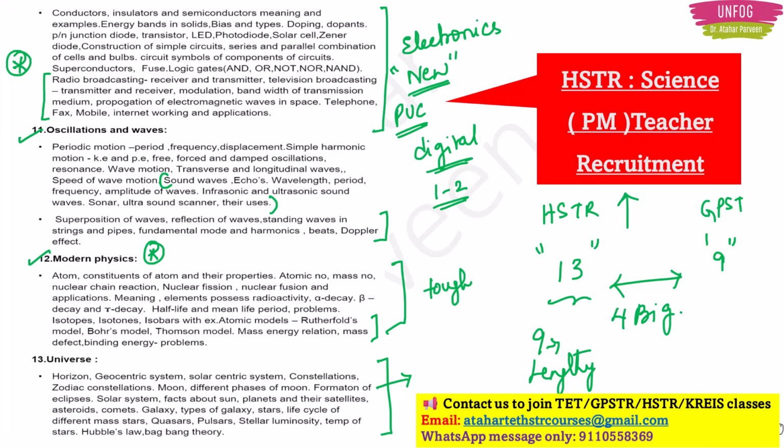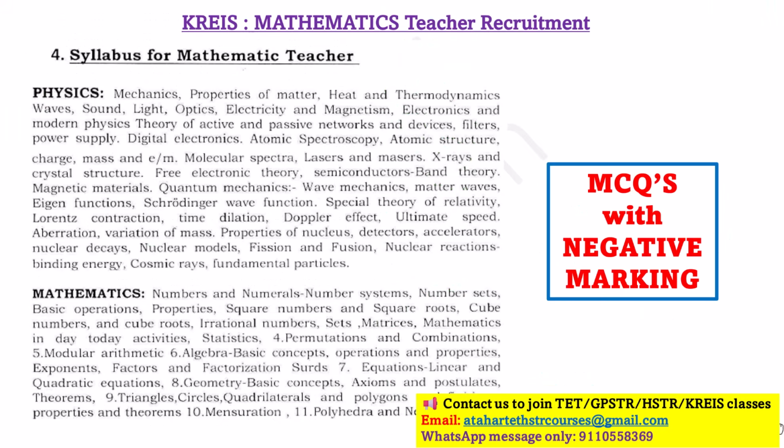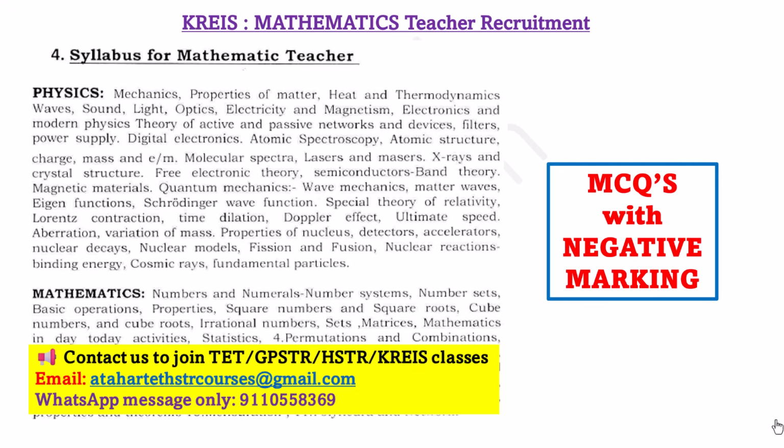Okay, now coming to our CRISE. In CRISE you have to note one important thing, that it will have negative marking. That's why CRISE becomes the toughest exam out of these. So GPSTR is the first level, the second level will be HSTR, and the third, tough level will be CRISE. You have to be careful. Okay, this is the tough level.